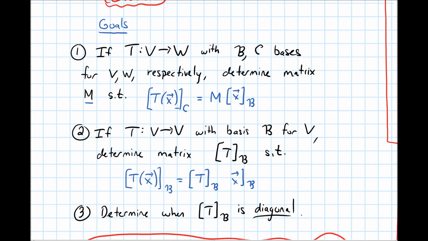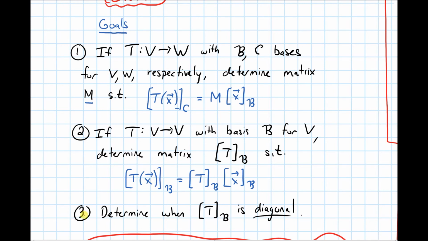I'm not sure how that got in there. Learning goal 2 is a special case of this first formula where the vector space W is the same thing as V, so the domain and the codomain are the same. We'll look at this formula a little bit more closely in a following video.